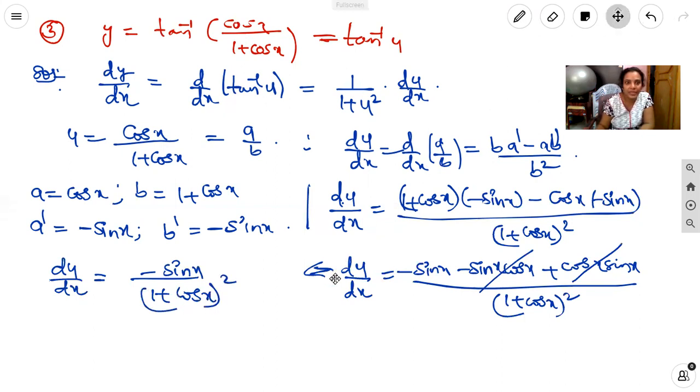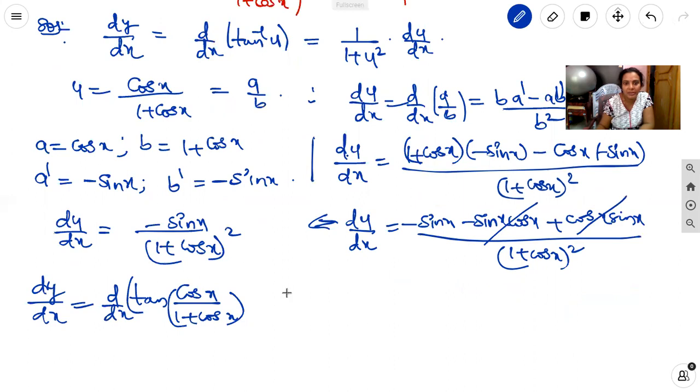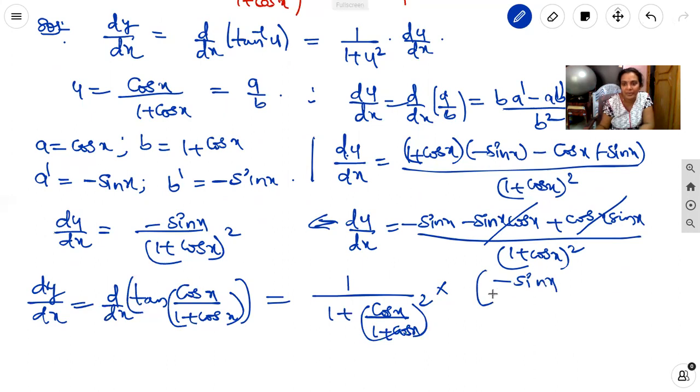Now we can take the derivative of y, that is dy by dx equal to d by dx of tan inverse of u, where u is cos x by 1 plus cos x, equal to 1 by 1 plus u square, that is cos x by 1 plus cos x whole square, into du by dx, that is minus sin x by 1 plus cos x whole square.